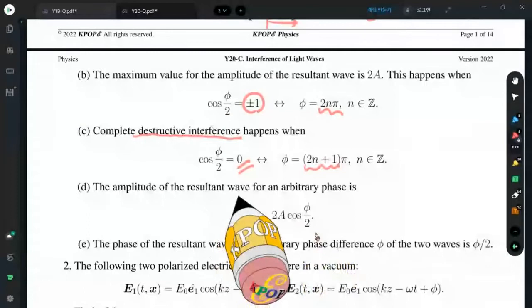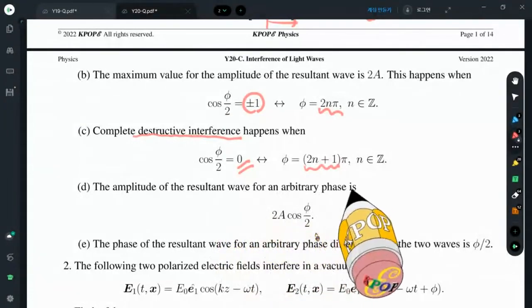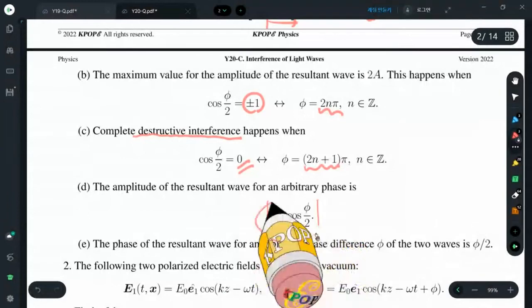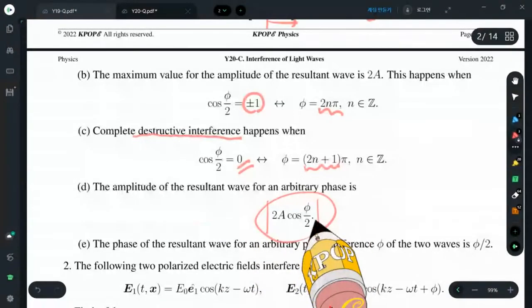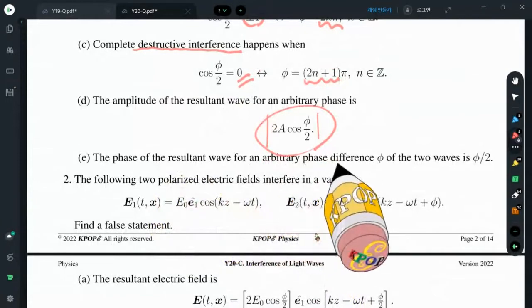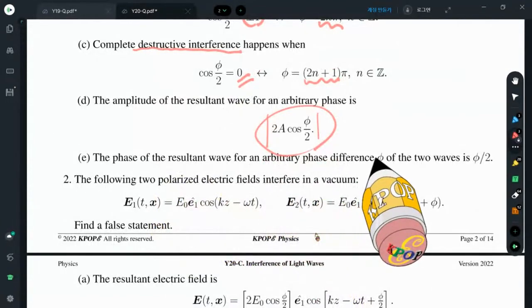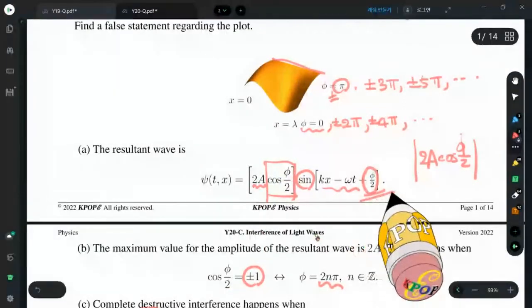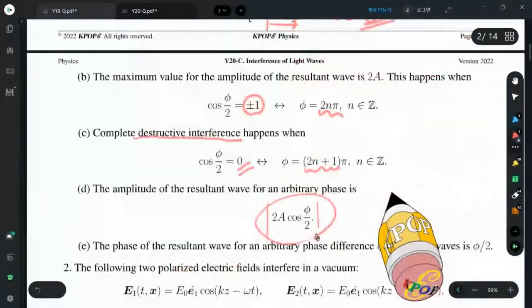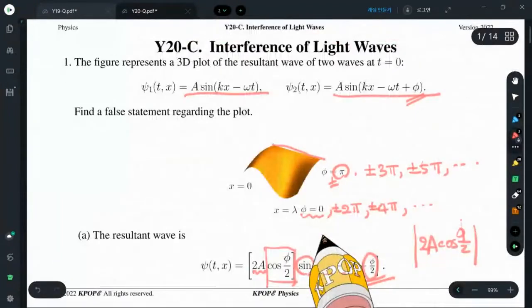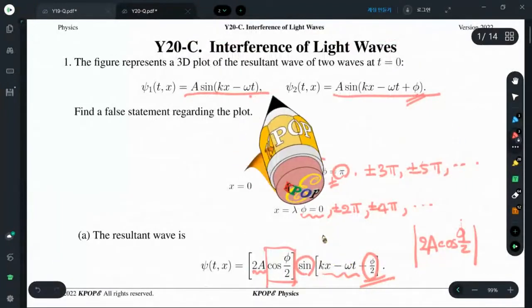The amplitude of the resultant wave for an arbitrary phase is actually the absolute value of this. The phase of the resultant wave for an arbitrary phase difference is, as is shown here, 1/2 of phi. That is in the middle of these two waves.